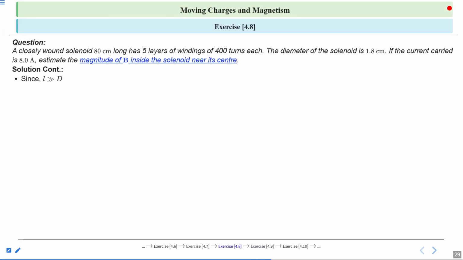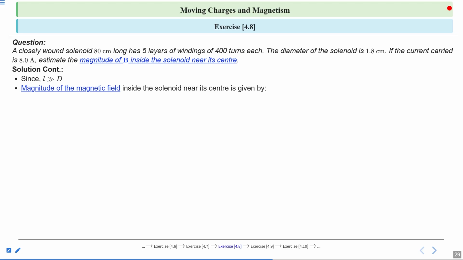So since the length is much greater than the diameter, for the magnitude of magnetic field we can now use the formula of a long solenoid. Also, we are finding the magnitude of magnetic field near its center. Near its center, the magnetic field is uniform.